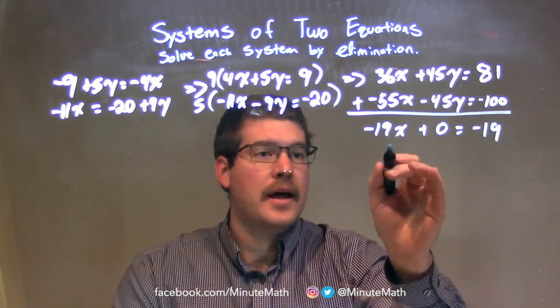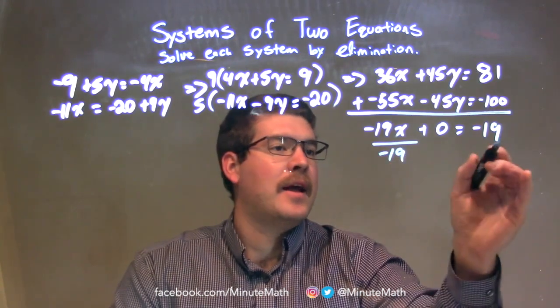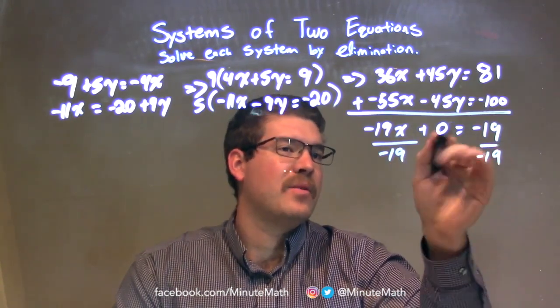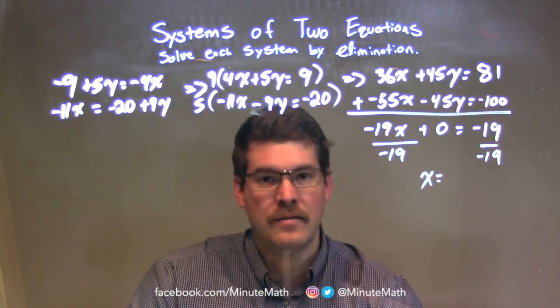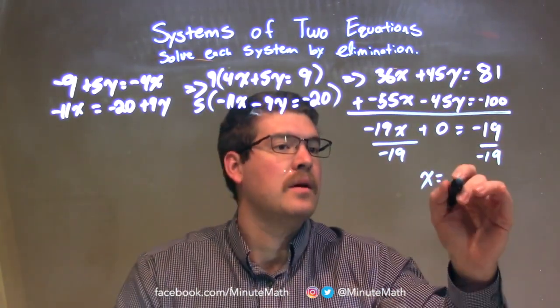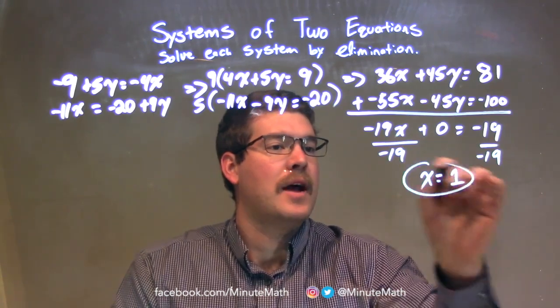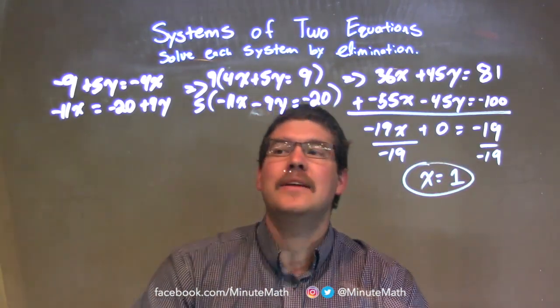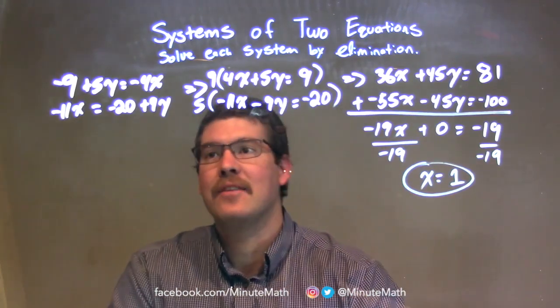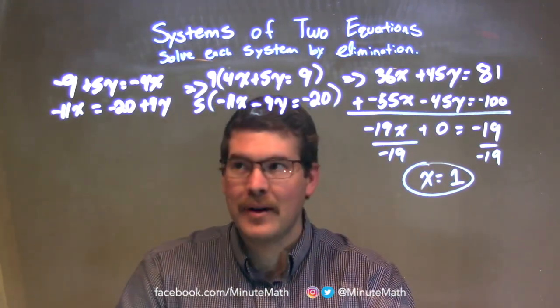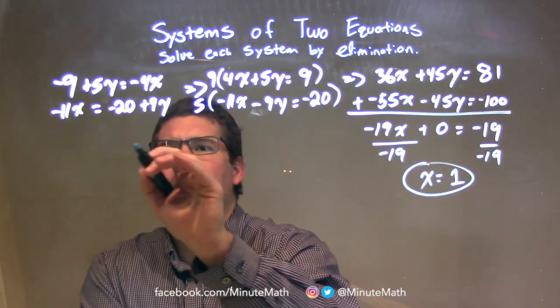To get x by itself, I'm going to divide both sides by negative 19. I don't really care about the 0. I'm left with x by itself equals negative 19 divided by negative 19, which is a positive 1. So we have a positive 1 right there, and that is our x value. But we need to find our y value. So what we're going to do is take one of the equations, plug in 1 for x, and solve for y. Let's go with our second equation here.